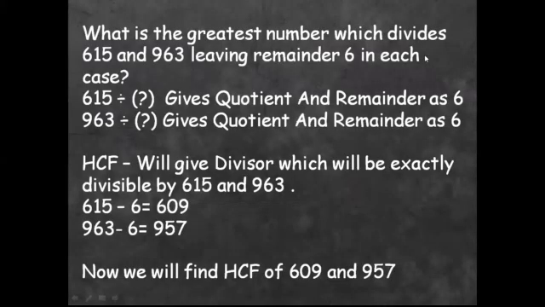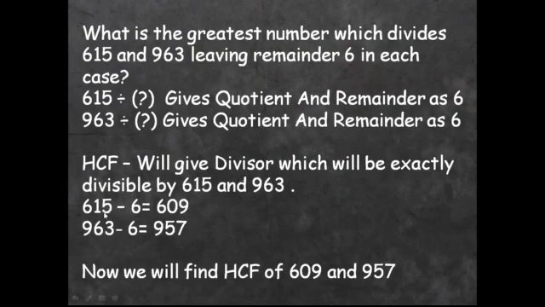Now let us see an application of the long division method of highest common factor. We are supposed to find the greatest number which will divide 615 and 963, leaving the remainder 6 in each case. Now by finding the HCF of these two numbers, we will get the divisor which will exactly divide 615 and 963, giving the remainder 0. So first of all, we are supposed to remove 6 from both the given dividends so that we get the remainder as 6 at last.